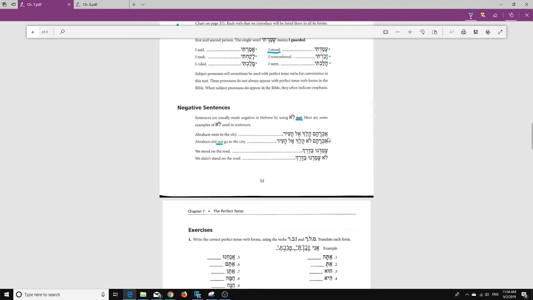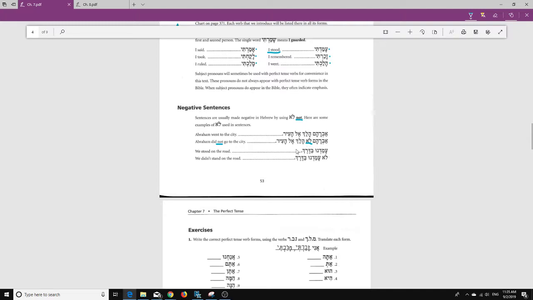In Hebrew, we have Avraham halakh el ha'ir. So Abraham went to the city. We can then negate it by adding the word lo. Avraham lo halakh el ha'ir. Abraham did not walk or go to the city. Right? Another example. Amadnu baderekh. So we stood on the road.